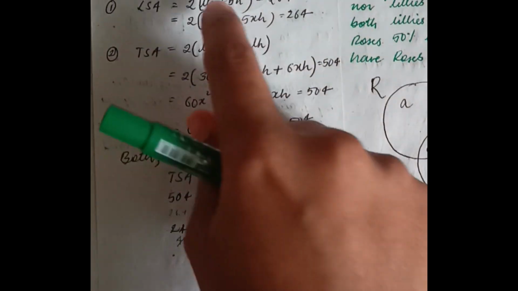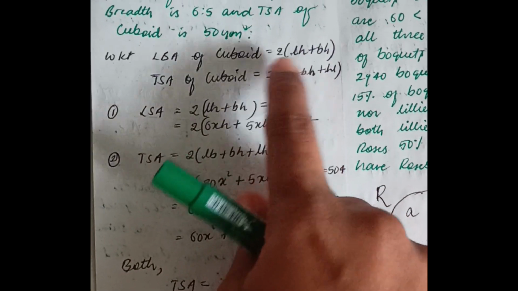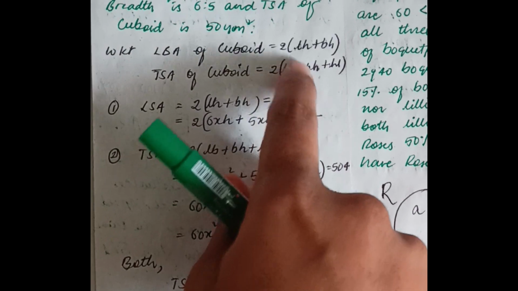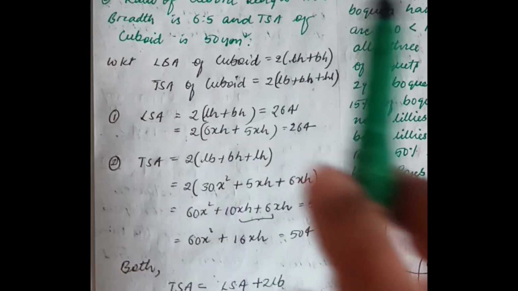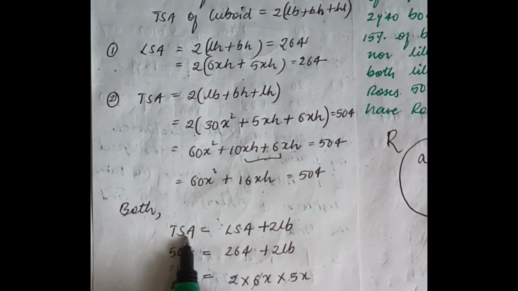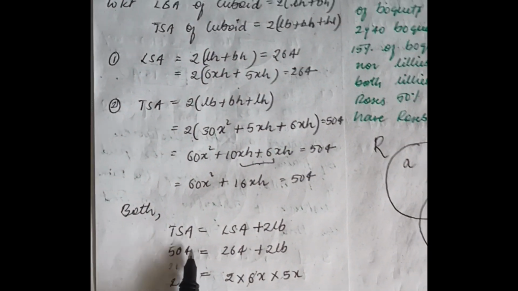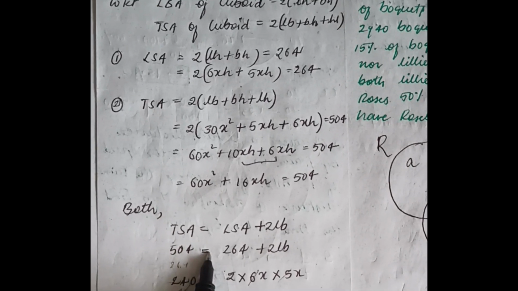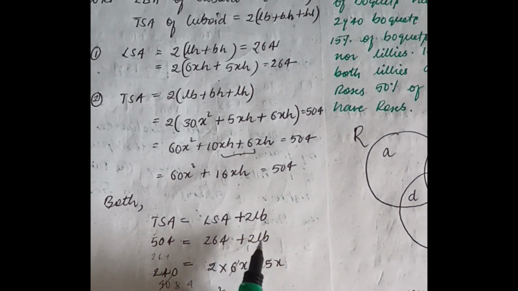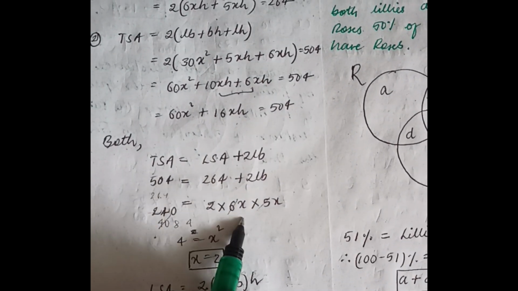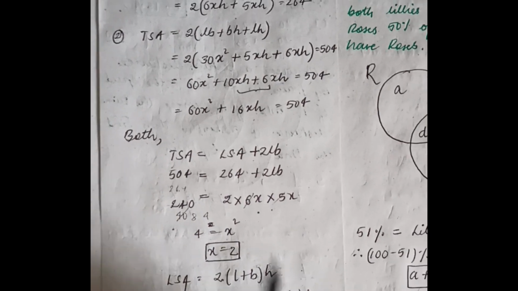the TSA is equal to LSA plus 2LB, because we know that LSA is equal to 2(L plus B)H, and TSA of the cuboid is 2(LB plus BH plus HL). So here this 2LB is extra. So we can write TSA is equal to LSA plus 2LB. And we know in the question they have given TSA is 504, that will be equal to 264 plus 2 L into B. And we know that L into B will be 6x into 5x. While solving this, we will get x is equal to 2.